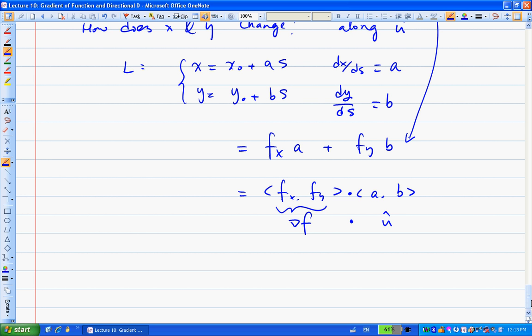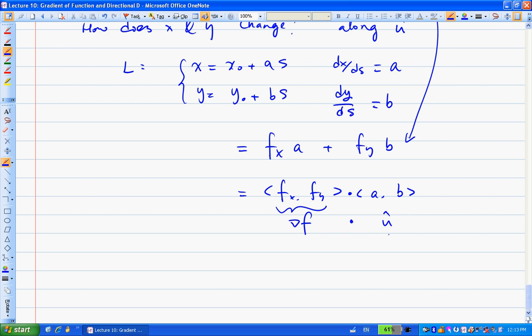Is that good? Yeah. So that's the directional derivative. If the question is simply asking what's the directional derivative of a certain function at a certain point, all you need is this formula. It's very, very simple. But we have a couple of properties we need in order to understand this directional derivative, namely the relationship between del f and u hat.